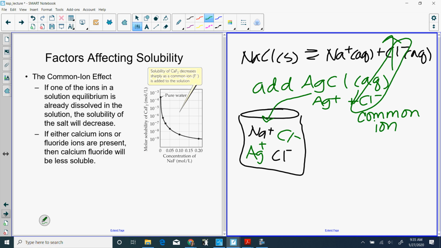If I increase my concentration of my chloride, it'd be like if I squirted a bunch more into the right. And if I squirted a bunch more into the right, which way is it going to shift? Tell somebody next to you, where is it going? Left, right? Because I have more on this side, so it's going to shift left. But now the left is the powder side. Okay? So what does adding a common ion do? It shifts left.